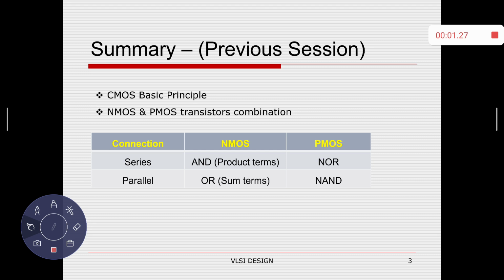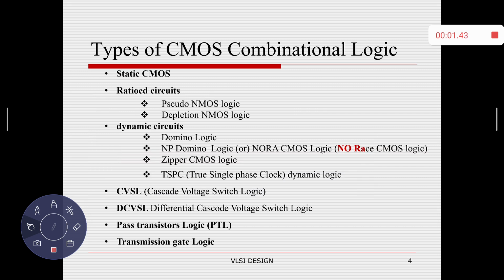The series and parallel combinations of NMOS and PMOS transistors help us implement different combinational logic circuits. This is the overall classification of CMOS combinational logic circuits. I have listed more than 7 or 8 types, and out of these we focus only on static, ratio and dynamic circuits.